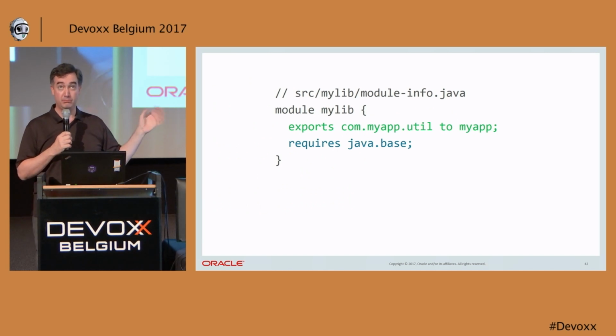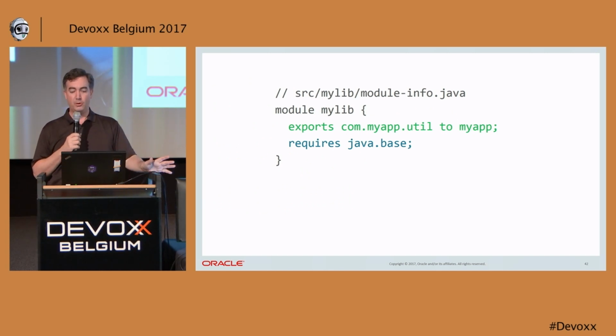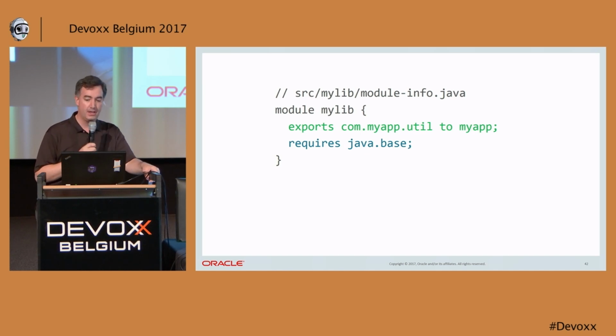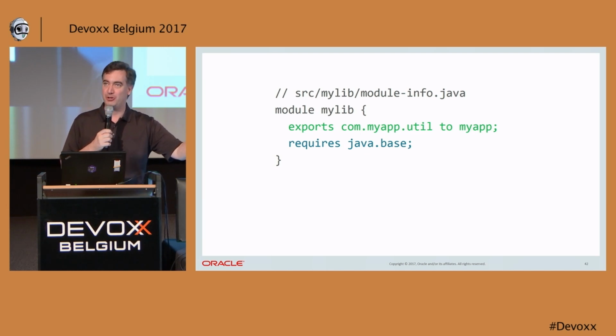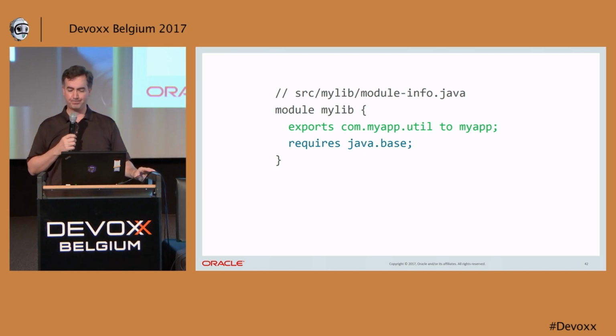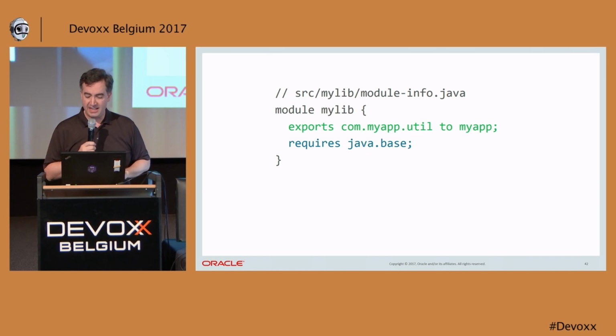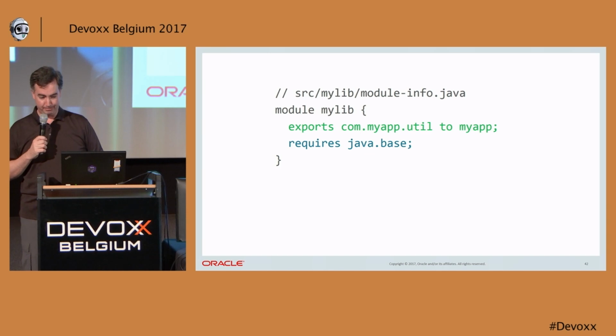So we'll start with mylib, the smaller library. We know it depends on java.base. We can write requires java.base, though we don't actually have to. It's always put in for you by the compiler, since every Java program ultimately relies on java.lang.Object, which is in java.base.